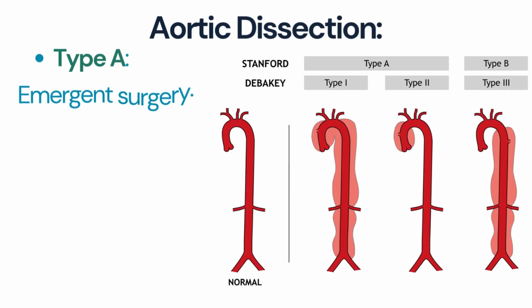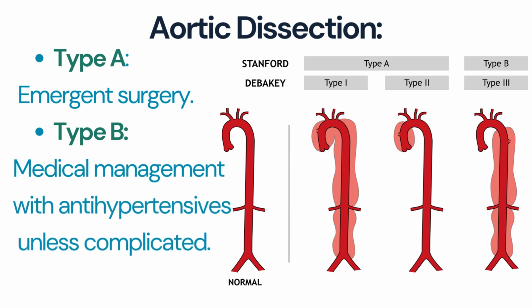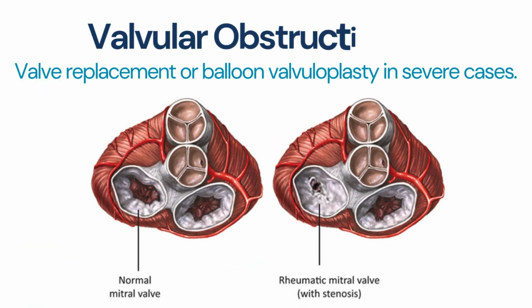Aortic dissection: type A requires emergent surgery, while type B is managed medically unless complications arise. Valvular obstruction: valve replacement or balloon valvuloplasty in severe cases.